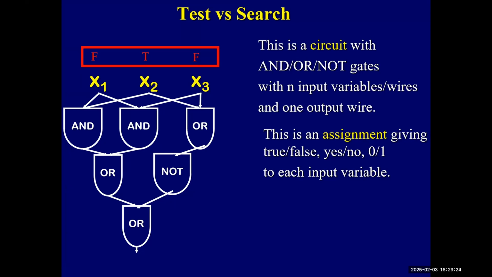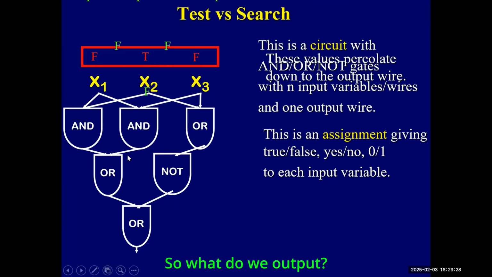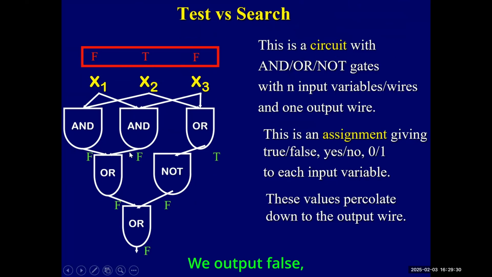Here's an AND. It's the AND of a false and a false. So what do we output? We output false. These true and false values percolate down. What's the running time?